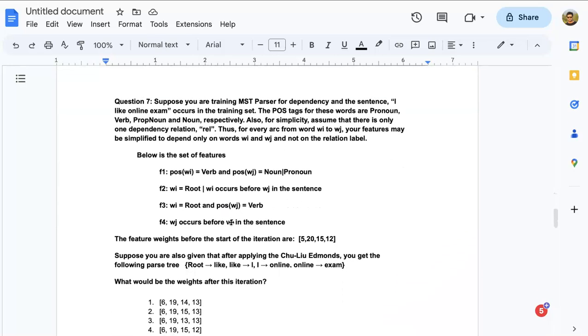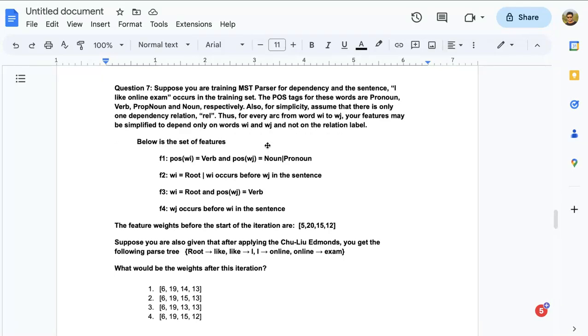Okay, so what is the next question? The next question is related to the MST parser, the maximum spanning tree parser for dependency parsing. In the question they are asking: suppose you are training an MST parser for dependency and the sentence is "I like online examination", or "I like online exam", and the POS tags are also given. So basically you already know, I will be a pronoun, like is a verb. All these things are already given.